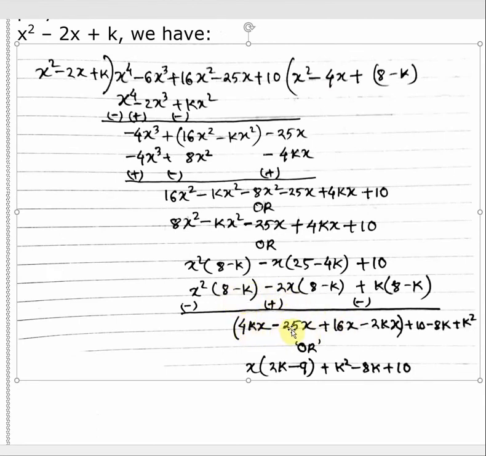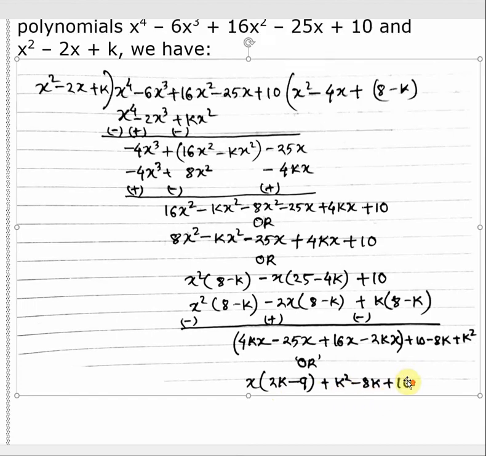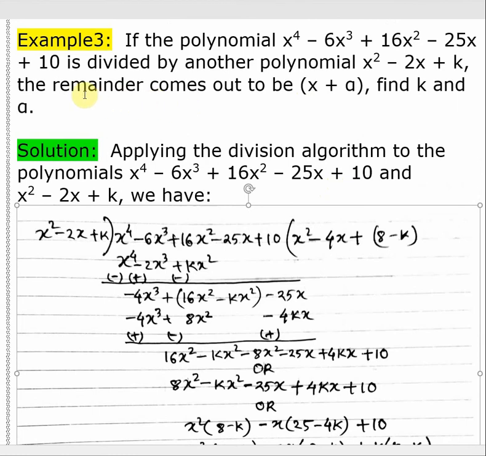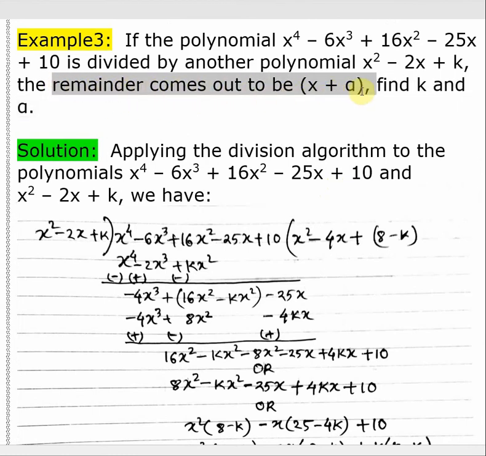The big expression is 4kx minus 25x plus 16x minus 2kx in brackets, then plus 10 minus 8k plus k square. This whole thing is kept in brackets because all the terms have k, all the terms have x in them. So I have taken x out from this, 2k minus 9, and it is k square minus 8k plus 10. What you can see in the last line is the expression x into something plus something, k square minus 8k plus 10. Now according to the given condition, the remainder is x plus a.